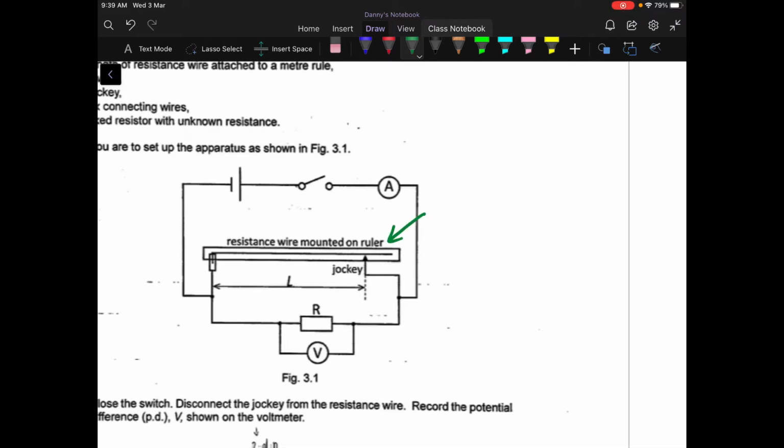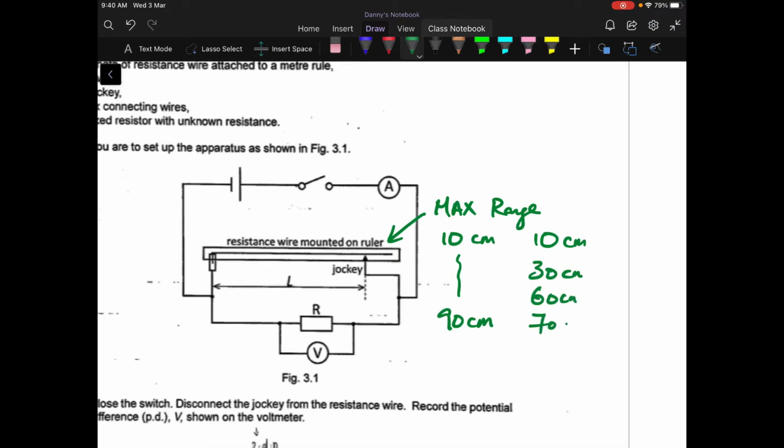Whenever I just want to highlight some of the things: whenever you are given a ruler and you need to move your jockey over, you should try to maximize your range. Meaning that out of the 5 readings, try to cover between 10 cm all the way till 90 cm. In some experiments, they will tell you to limit your range to 10 to 40, then you follow. But if there is no limitation, you try to maximize it. It is okay in your table that you have irregular intervals. For example, you can do 10, 30, then maybe 60, then 70, and then 90. It's fine, as long as you cover 10 to 90, it will be good.